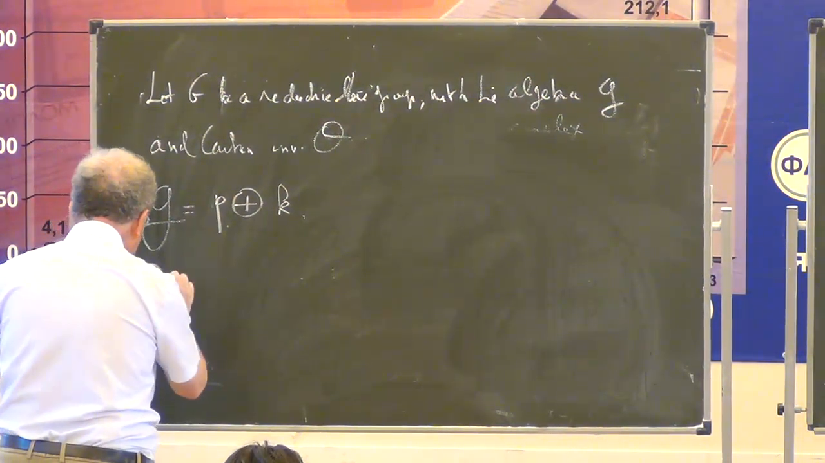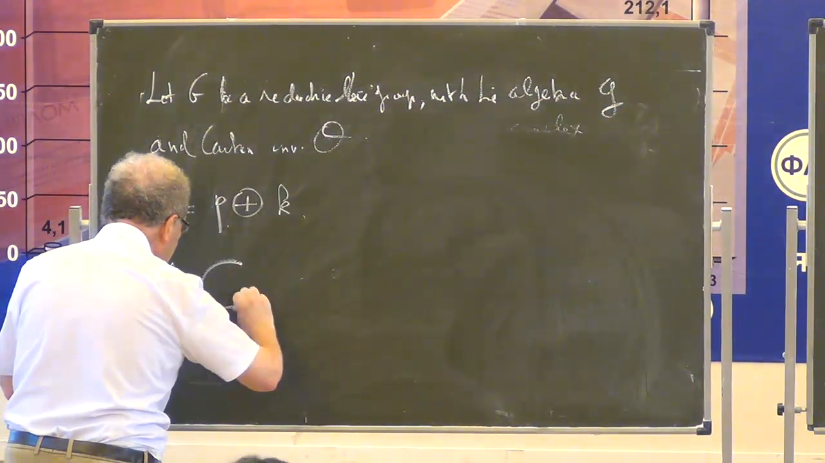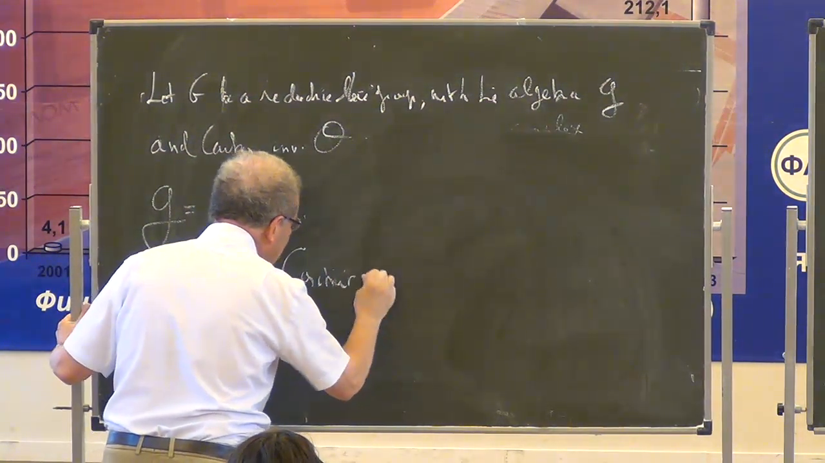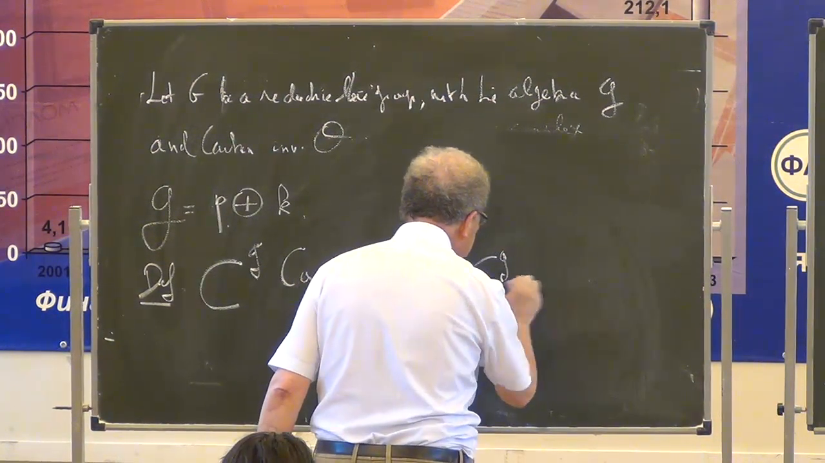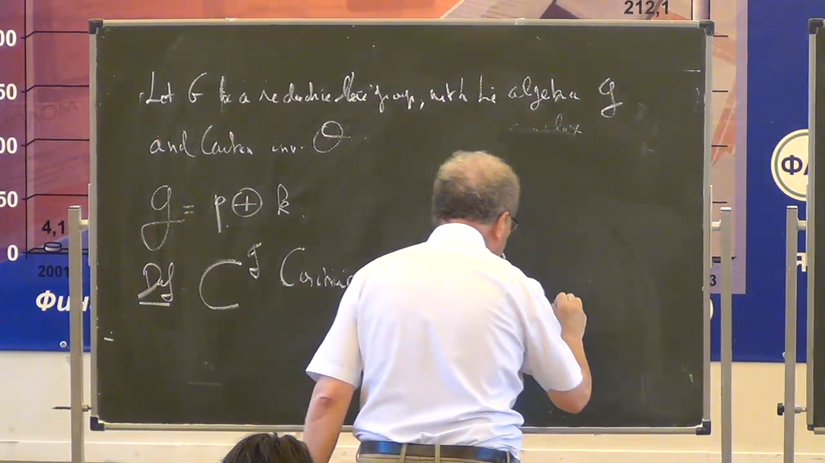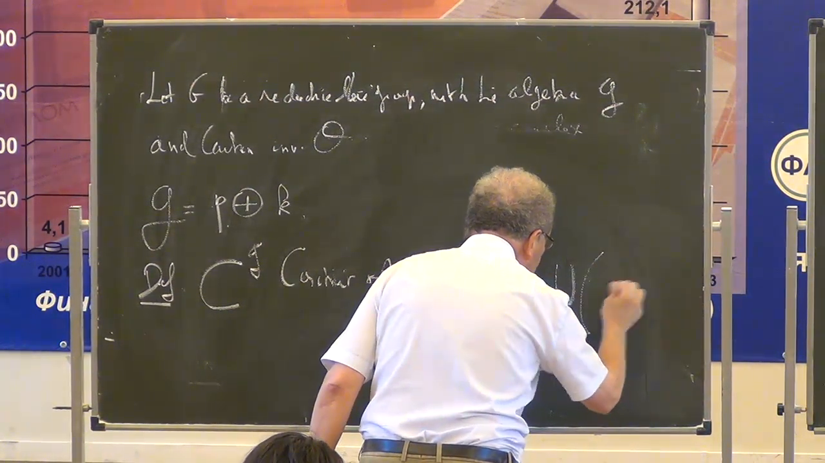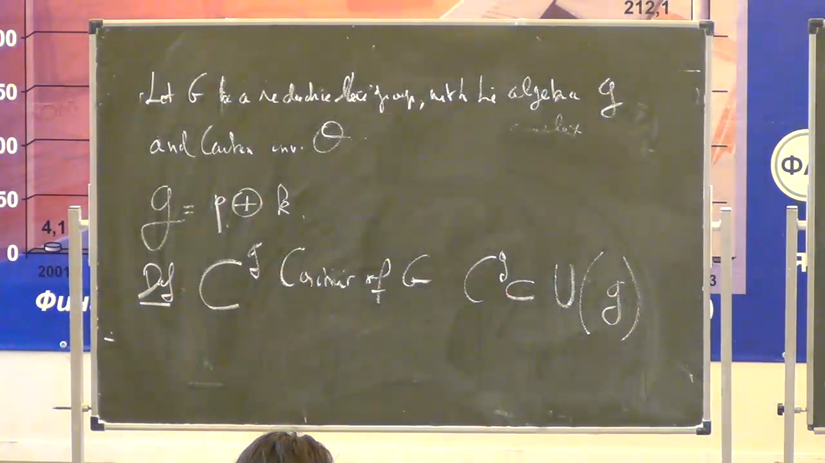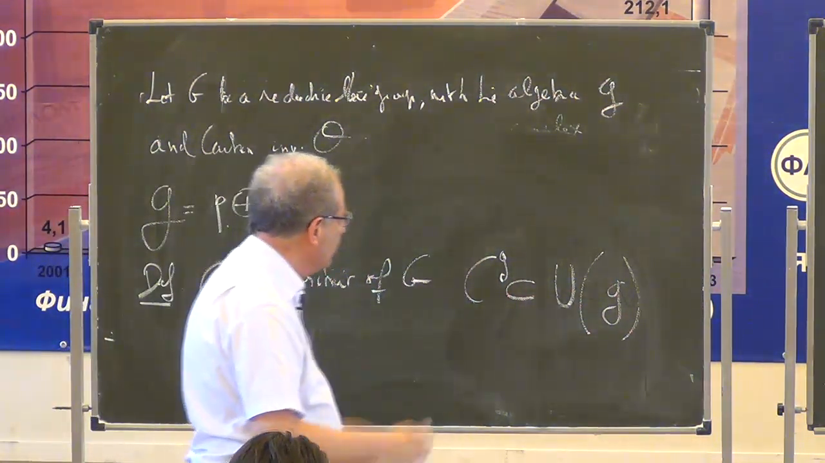So, definition. I'm going to introduce the Casimir. CG is the Casimir of G, and this CG is an element of the enveloping algebra of the Lie algebra. The enveloping algebra is just the set of invariant differential operators on the group G.